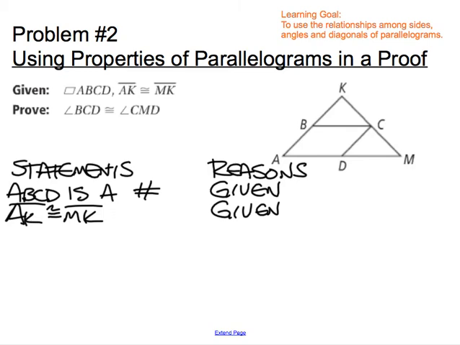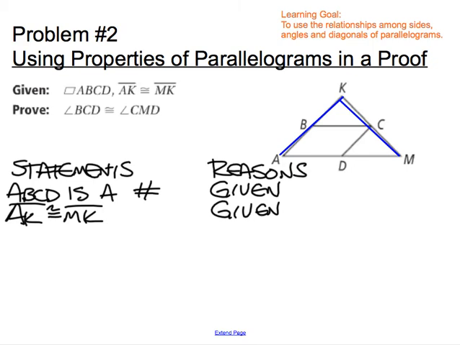Now, the fact that ABCD is a parallelogram tells us several things. It tells us that its opposite sides are parallel, that its opposite sides are congruent, that consecutive angles are supplementary, and that opposite angles are congruent. AK congruent to MK tells us only one thing: that this side, AK, and this side, MK, are exactly the same length.